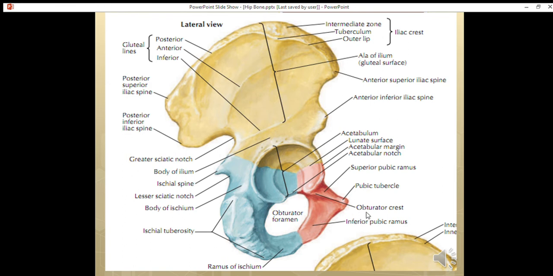The body has a superior border, which is going to end at an elevation laterally. This elevation is called the pubic tubercle, which is important as the inguinal ligament, separating the abdominal wall and the lower limb, is attached on the pubic tubercle. The anterior border is also known as the obturator crest, and the inner border, which is going to form the obturator foramen, can also be visible.